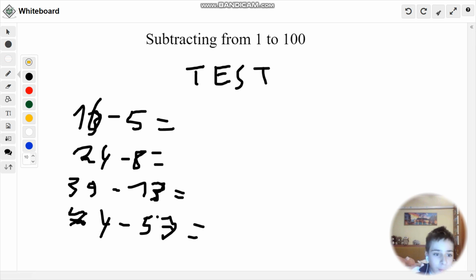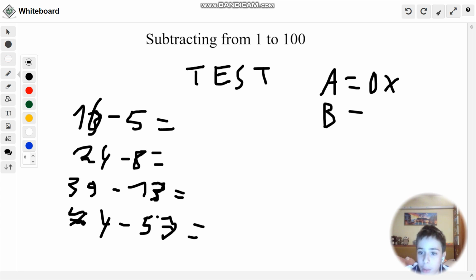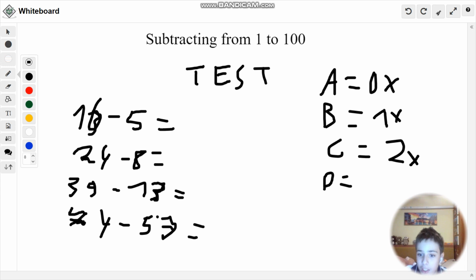Also, I'd like to write the grades that you will be getting. If you do this without mistakes, you will get an A. Let me just write that down, 0 mistakes. If you have 1 mistake, you will get a B. 2 mistakes, and you'll get a C. 3 mistakes, and you'll get a D. And 4 mistakes, and you'll get an F.